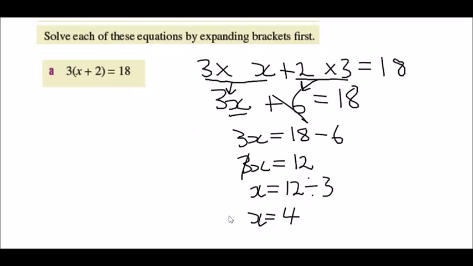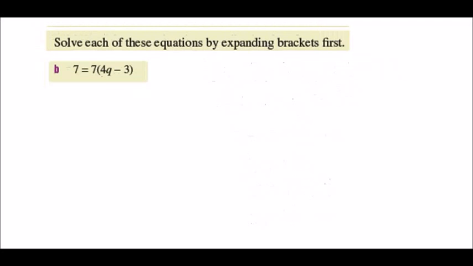If I substitute that in, I'm not going to write this up. So instead of x, I'm writing 4. 4 plus 2 is 6. 3 times 6 is 18. I know I've got it right. Cool. There's another one.